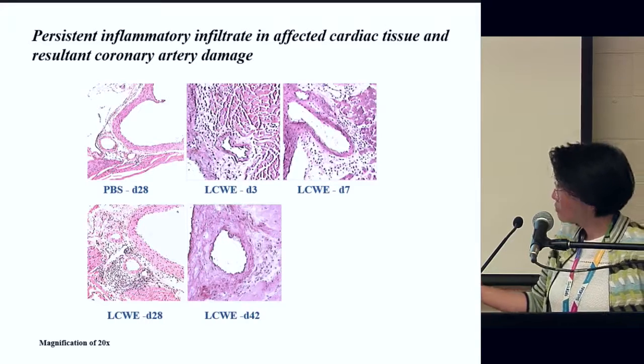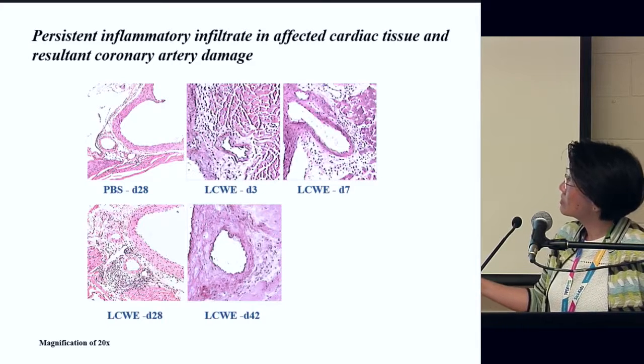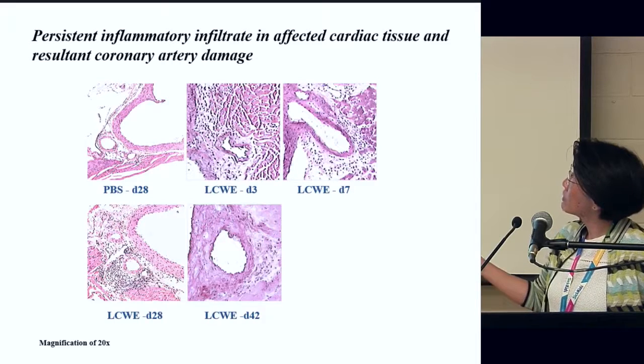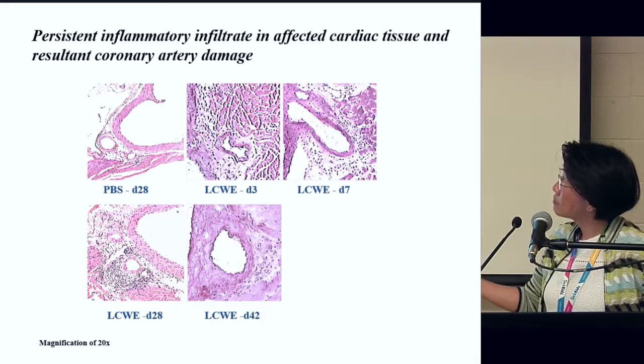And he then went on to characterize this model and called it the model of Kawasaki disease, because when you inject the mice with this Lactobacillus cell wall extract, they start to develop inflammation around the coronary artery. So this is their coronary artery, this is the aorta. The base of the aorta is where the takeoff of the coronary arteries are.